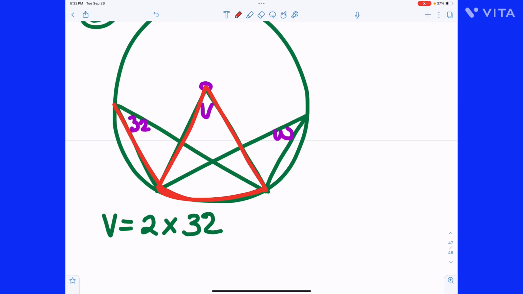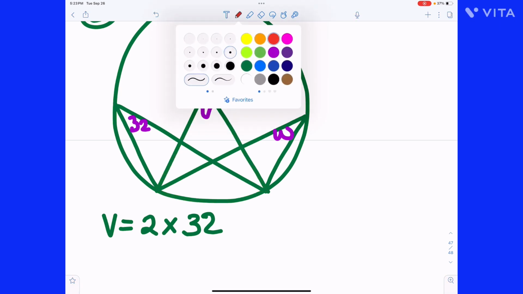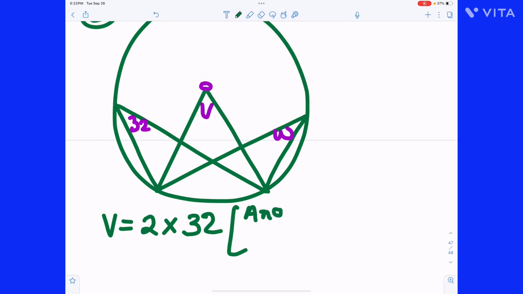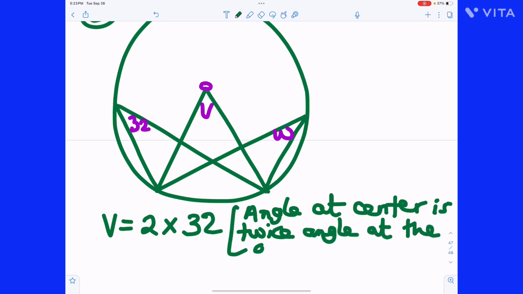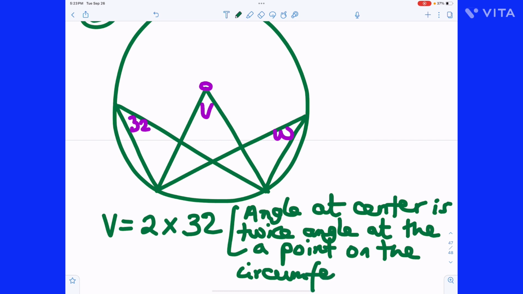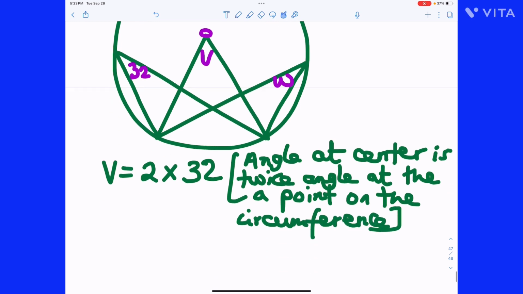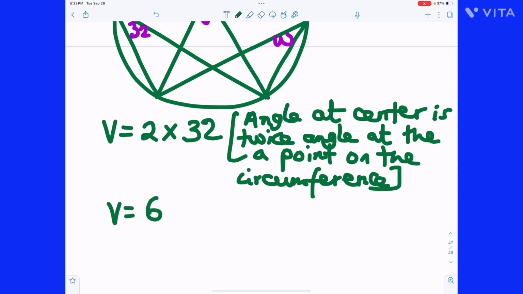So V will be twice 32. And V will also be 2 times W. So let's get V first. V is 2 times 32. Angle at center is twice angle at a point on the circumference. Angle formed at the center is equal to twice angle formed at a point on the circumference. So V is 64 degrees.